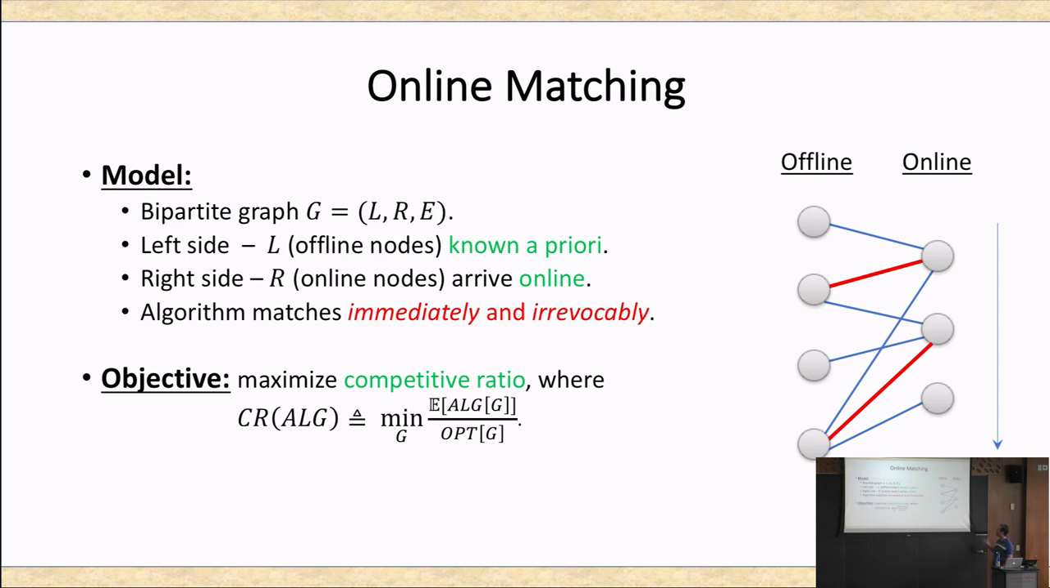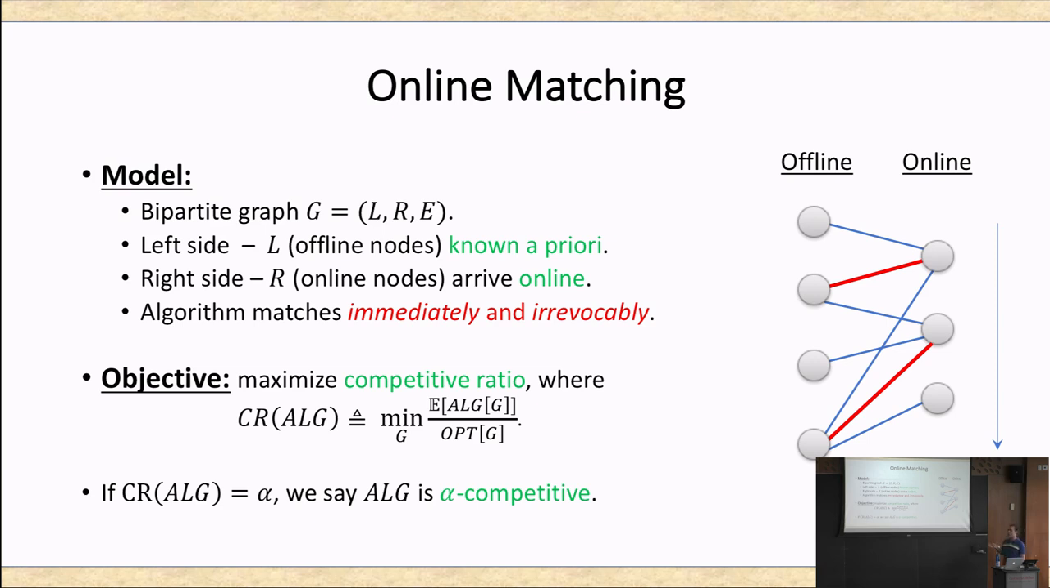Back to the example here, it's easy to see that you could get a matching of size 3. You match this one here, and this one here. But if this were a deterministic algorithm, it only got 2. So its competitive ratio is at most 2/3. Quick bit of notation: if the competitive ratio of an algorithm is alpha, we'll say the algorithm is alpha-competitive. So far, pretty standard stuff.